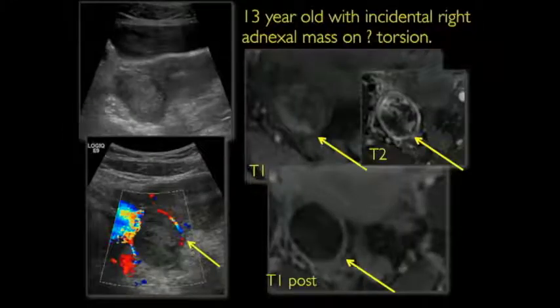Here's another example, a 13-year-old with an incidental right adnexal mass. Could it possibly be a torsion? I mean, you see there's a pattern on ultrasound. It always looks the same, but perhaps for a less experienced reader, and a lot is at stake, this is a very young patient, you don't want to make a mistake. Again, it's quite easy to confirm hyperacute blood on the MR imaging.